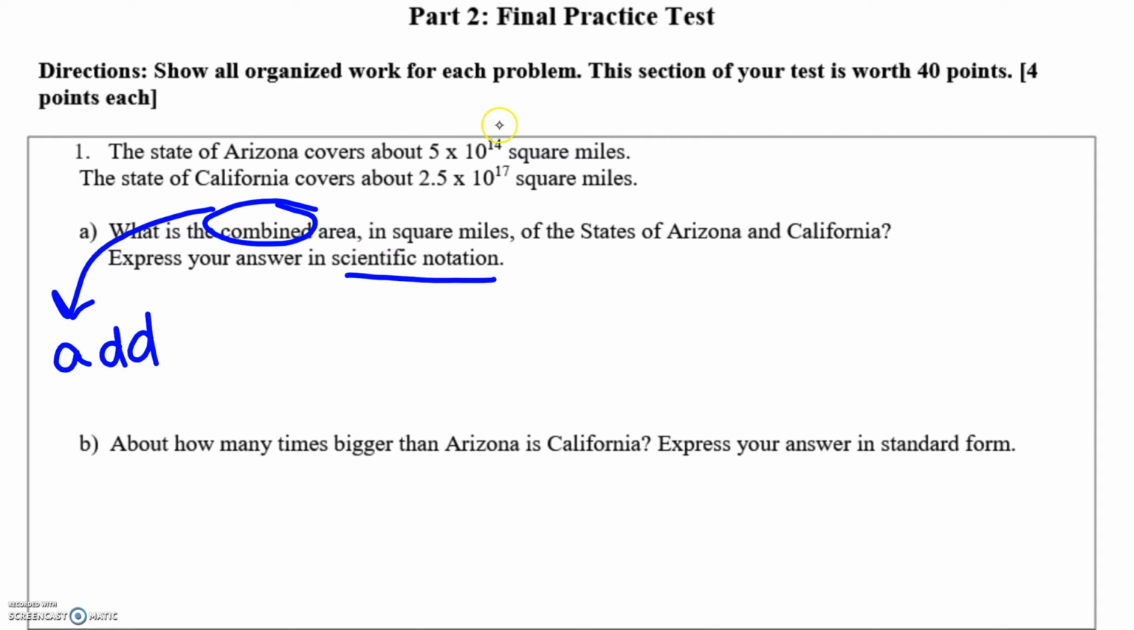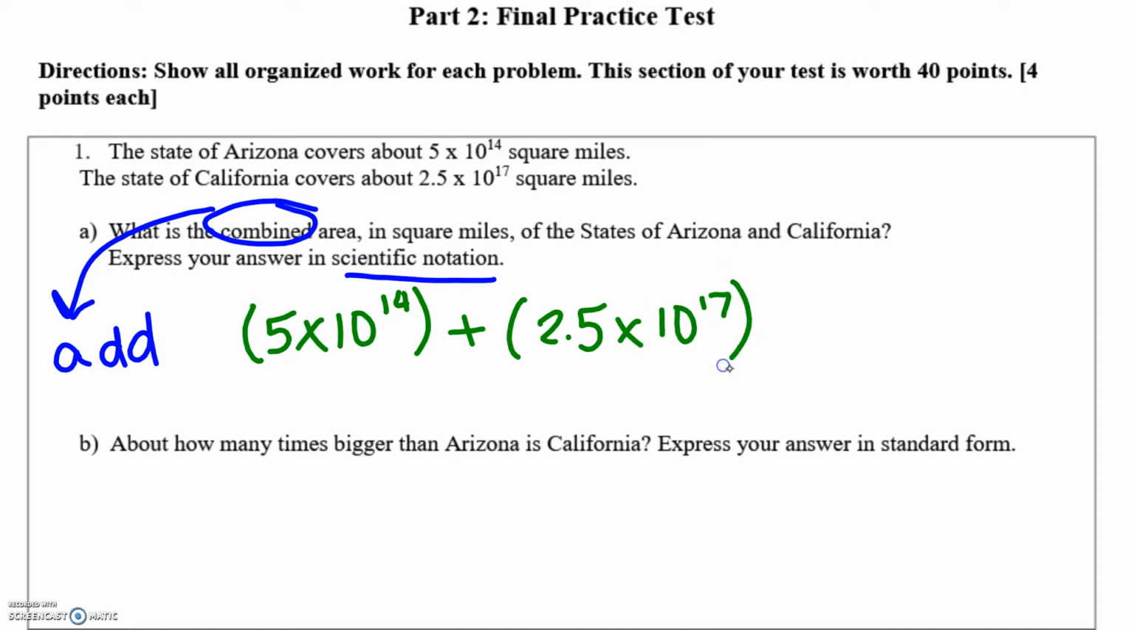Just remember that we need to put parentheses around each number. So 5 times 10 to the 14th, close it, plus 2.5 times 10 to the 17th, close it. And then we're going to hit the equal button. And when we type that into our calculator, we are going to see 2.505 times 10 to the 17th power.